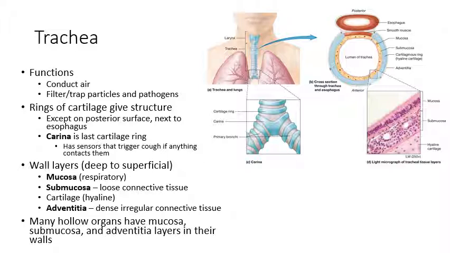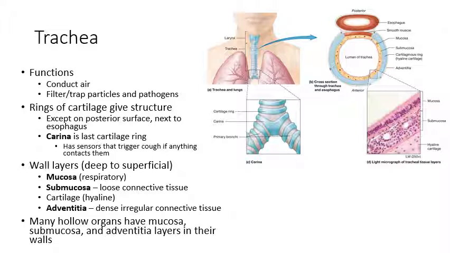That is dense irregular connective tissue. As you remember with the blood vessels, the outermost or most superficial layer in the blood vessel wall is the tunica adventitia, or the tunica externa, and it's dense irregular connective tissue. So a bunch of hollow organs have those 3 layers: the mucosa, the submucosa, and the adventitia, where the mucosa is an epithelium that makes mucus, the submucosa is loose connective tissue, and then the adventitia is dense irregular connective tissue.